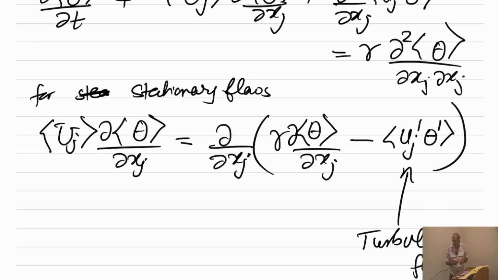Why are you calling it stationary flow? Stationary means I have taken partial theta by partial t to be 0 for the mean average. Steady will mean the instantaneous is 0. In steady flow, the instantaneous quantities do not change with time. Here the variable is changing with time, but on an average sense it is not changing with time. So stationary is the difference between instantaneous and average.